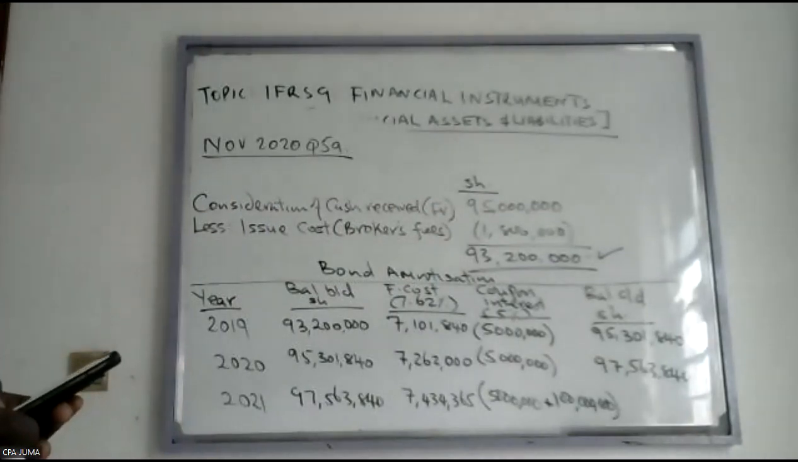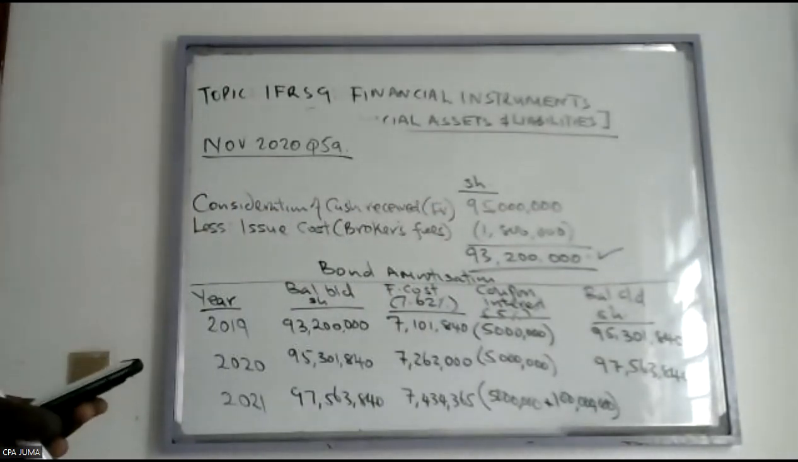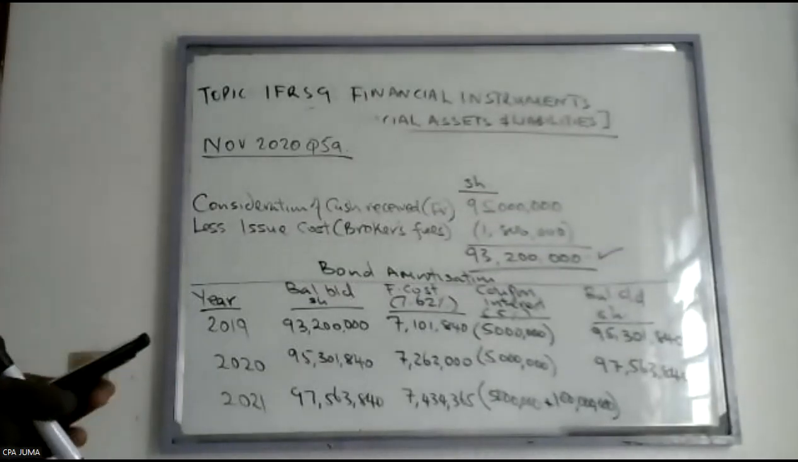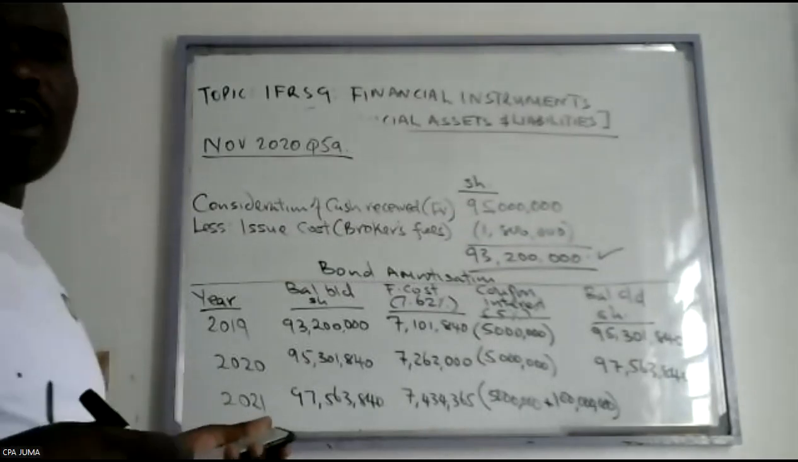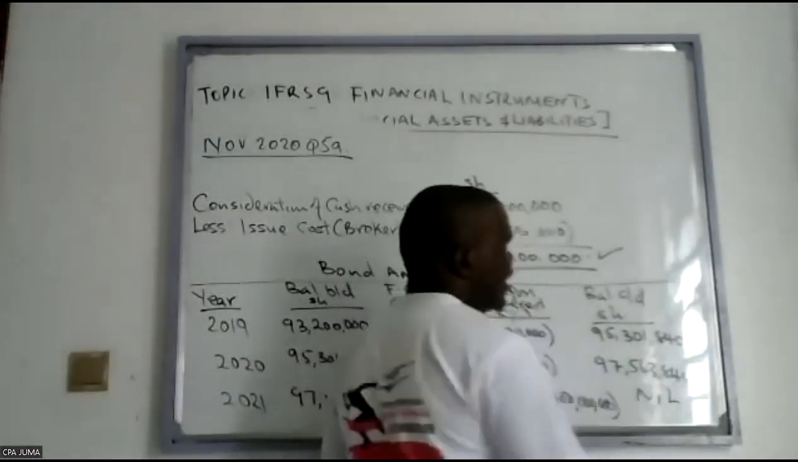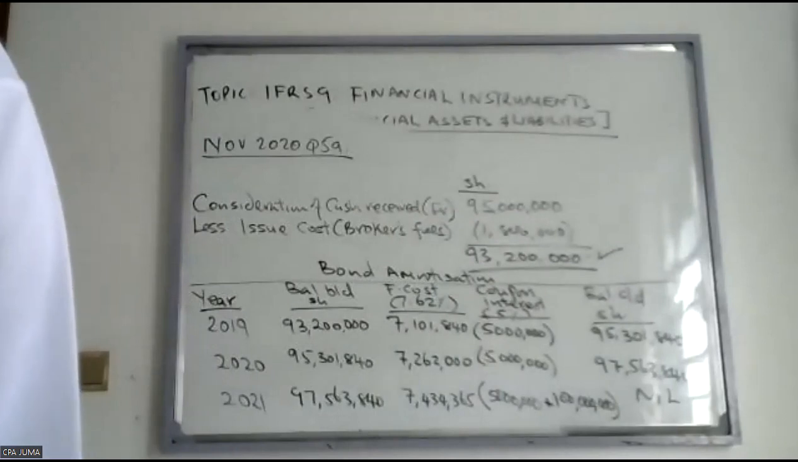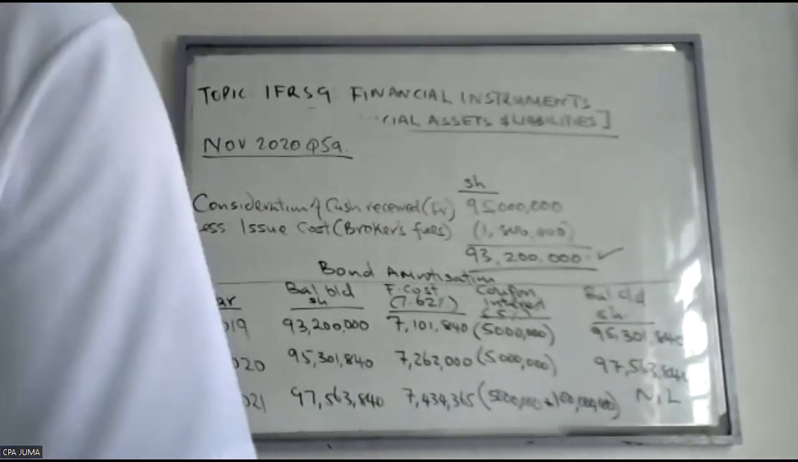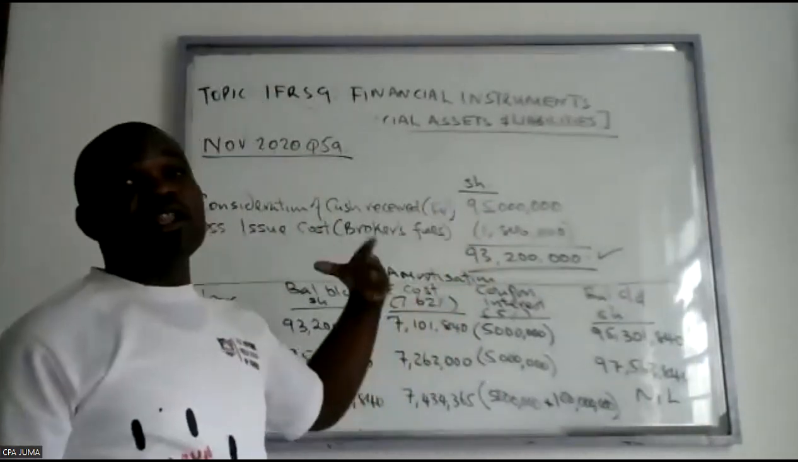So that will be 97,563,840 plus 7,434,365, plus 5 million, that's 105 million, negative 1795, rounding off. So that is nil. It's a very small negative there. That is nil. So you have shown them how to do the amortization. So after showing them, credit liability by itself, there's nothing else they did.